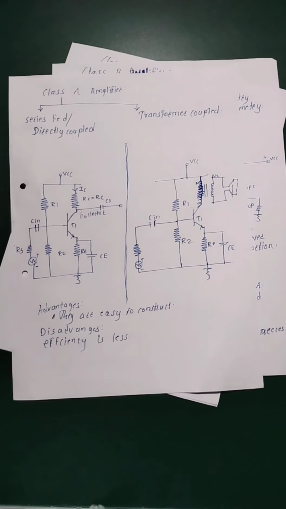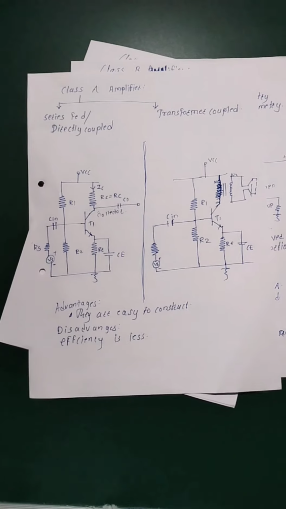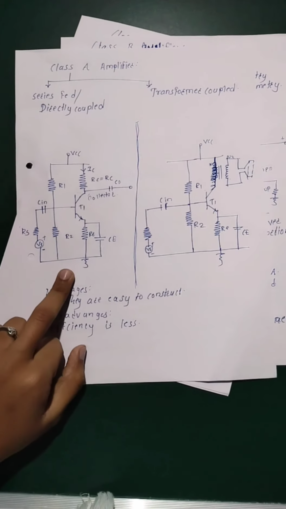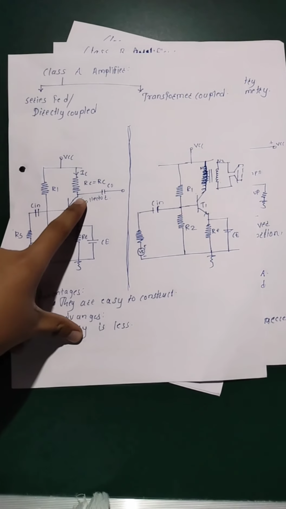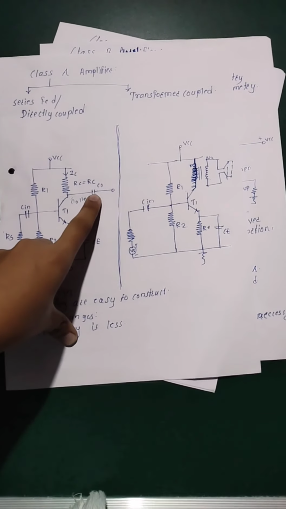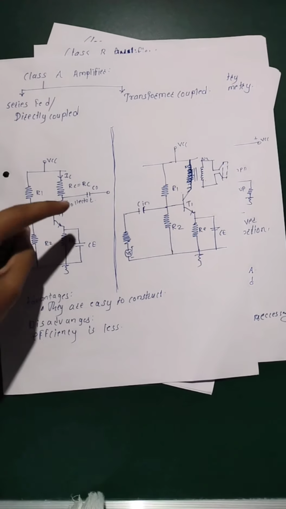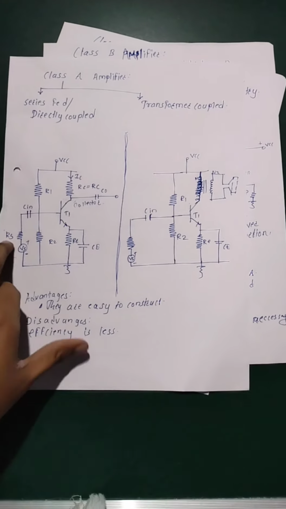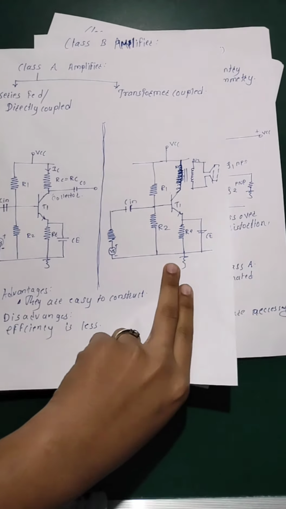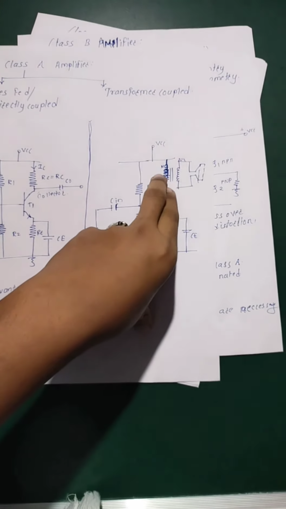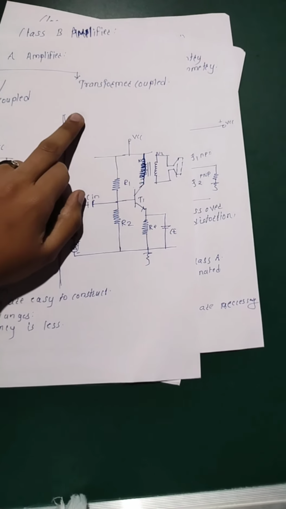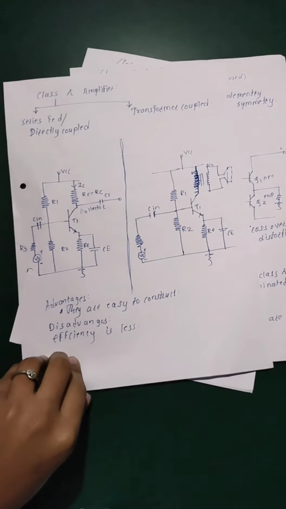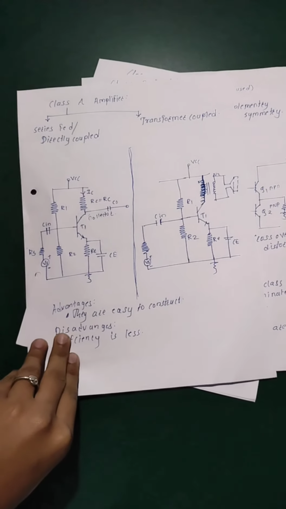Now again, the class A amplifiers are classified as directly coupled and transformer coupled amplifiers. You can see in this figure, to the collector terminal of the transistor, the load is connected directly. So, it is named as a directly coupled class A amplifier. And in this diagram of a transformer coupled amplifier, the load is connected with the help of a transformer. So, it is called a transformer coupled class A amplifier. The advantage is they are easy to construct, and low efficiency is one of its disadvantages.